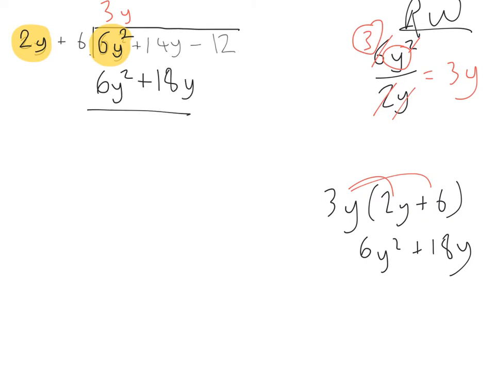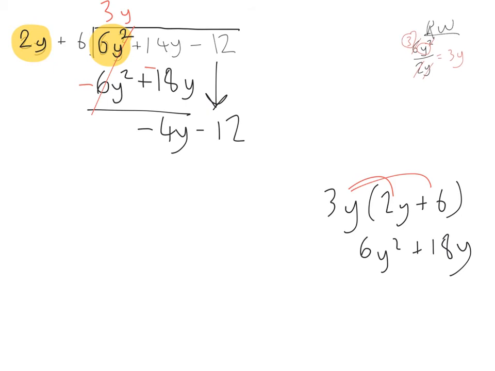We then have to change the signs of everything on the bottom row, so this becomes a minus and this becomes a minus. 6y squared minus 6y squared cancels, and 14y minus 18y becomes minus 4y. We then bring down the minus 12, and we repeat the process all over again. So I'm just going to move these out of the way so I have a bit more space.